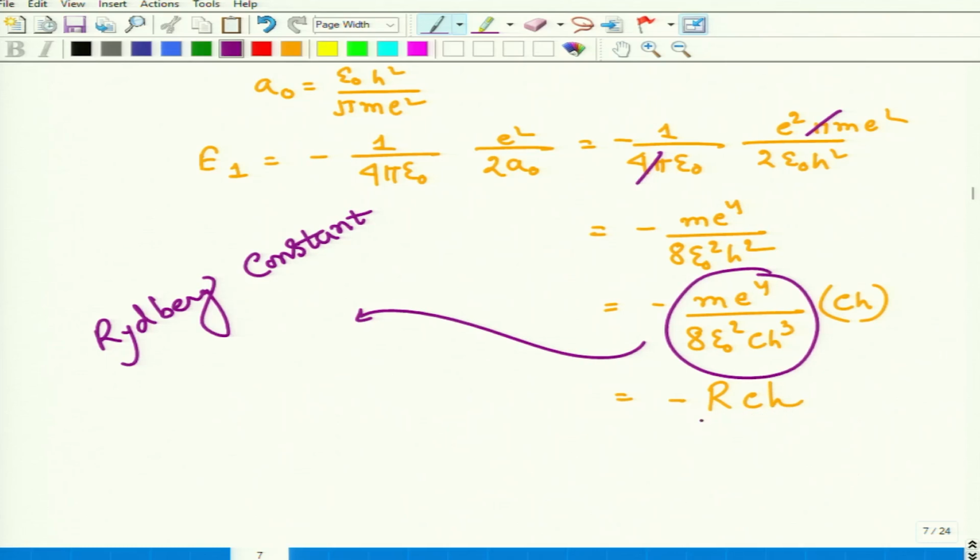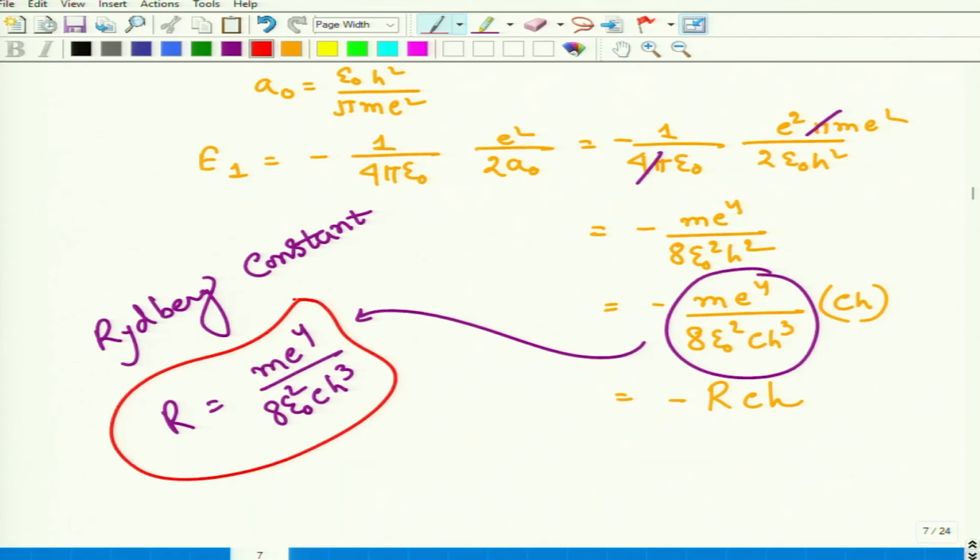This should not change because R ch, where R is the Rydberg constant, which is R equals m e to the power 4 divided by 8 epsilon naught square h cube c. This is very important, numerical questions can be asked using this relation. This is the Rydberg constant, and the value, if you can remember then it's okay, but it's better to remember. R is 1.09737 into 10 to the power 7. What will be the unit? Let's find out.